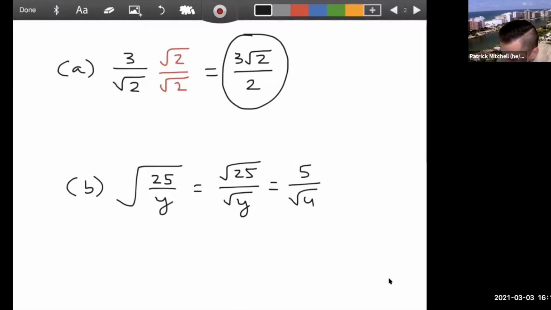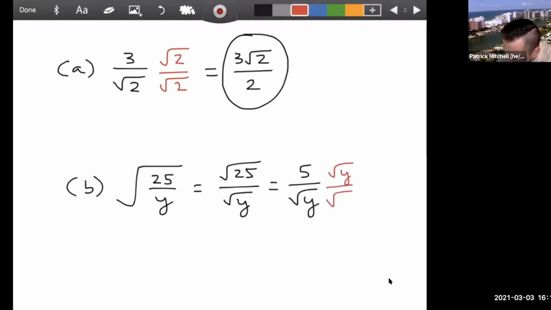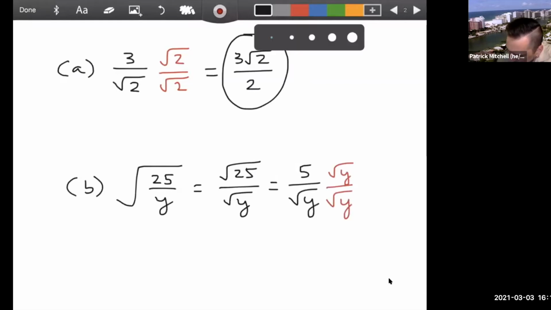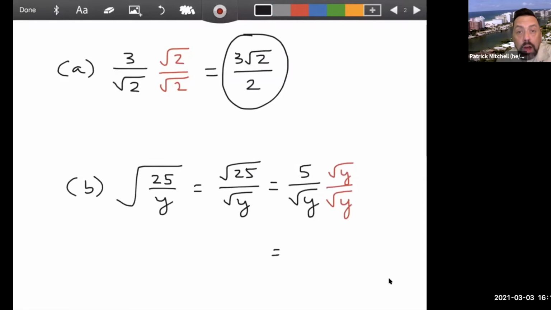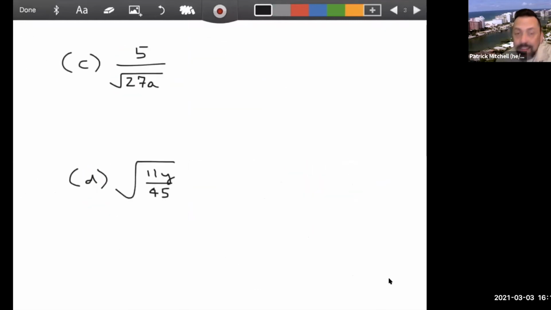And now to get that square root out of the denominator, I will multiply the top and the bottom by the square root of y. And of course, the square root of y times the square root of y is y. And upstairs, I'm left with 5 times the square root of y. Isn't that easy? All right. At any time, please feel free to pause the video, try it, come back and compare notes.